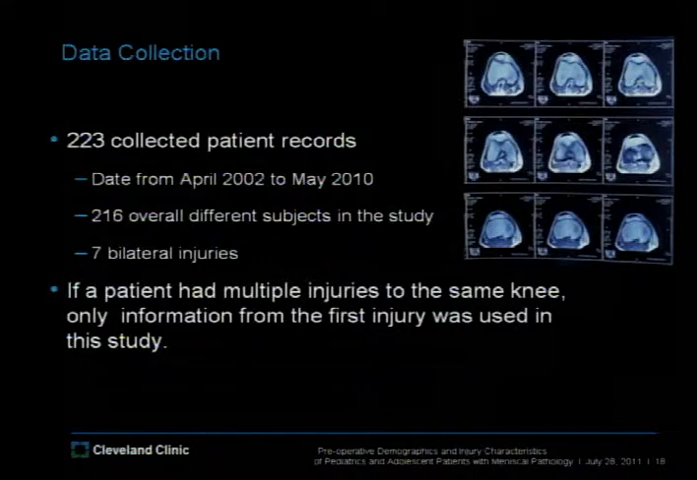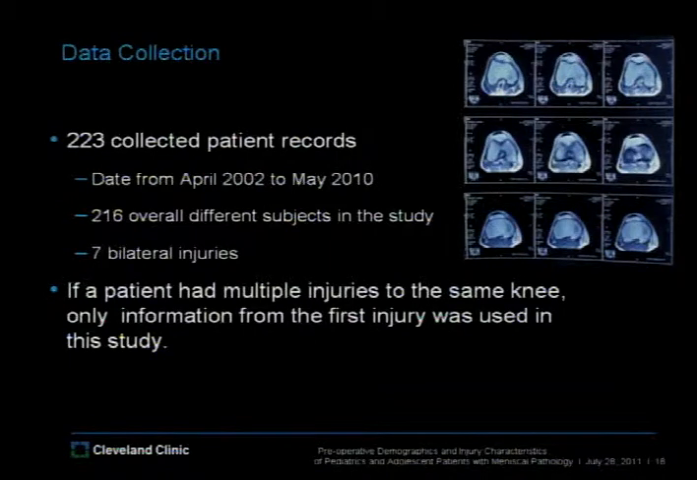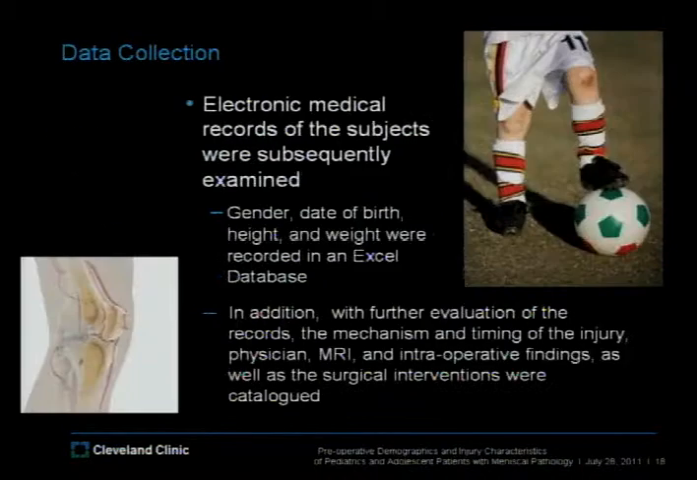So we overall collected 223 patient records, which dated from April 2002 to May 2010, and there were 216 different subjects because 7 had bilateral injuries. And some patients had multiple injuries to the same knee, but if they did, we just used information from the first injury and just noted it later on to see if their future injury affected their return to sports later.